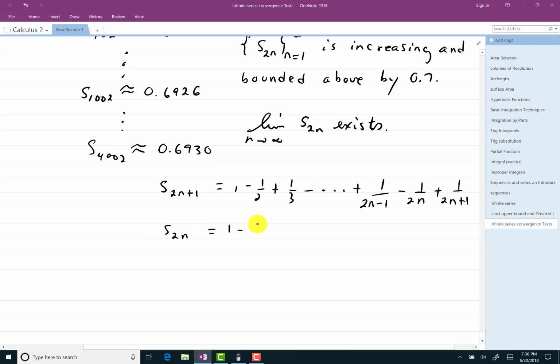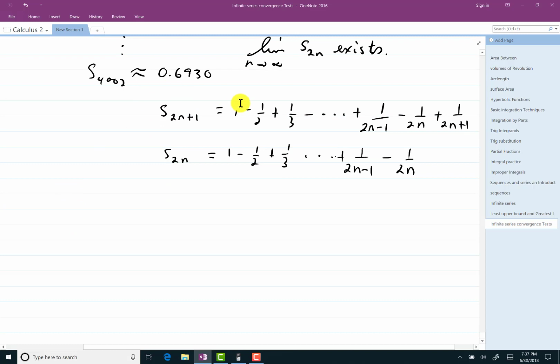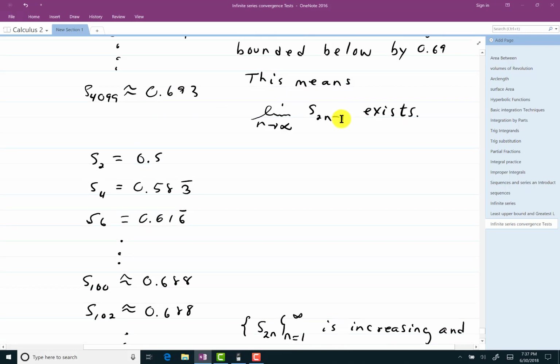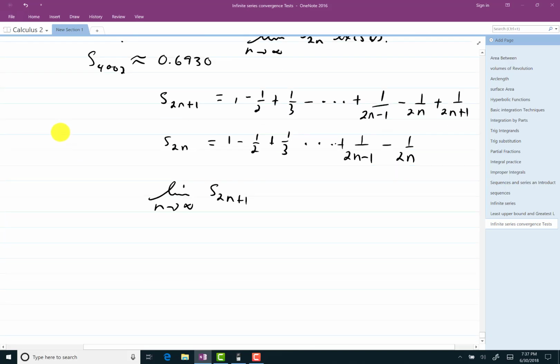That equals 1 minus 1/2 plus 1/3. And this will go on, just like before, 1 over 2n minus 1 minus 1 over 2n. Now look at these things. They're virtually identical to each other. The only difference is this particular ending here. Now I know that the limit as n goes to infinity of S sub 2n plus 1 exists as above. I could have put a plus here and everything would have been virtually the same.